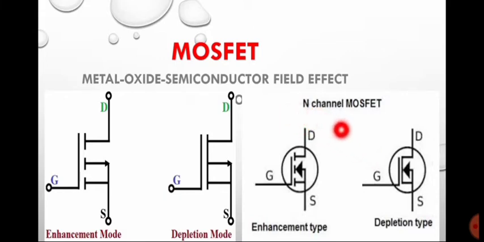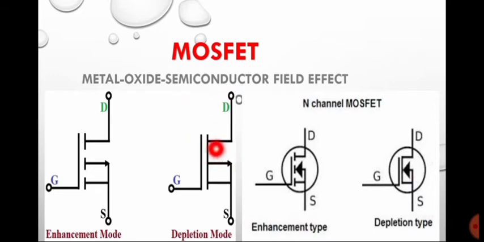Here we have the N channel MOSFET. Similarly, N channel enhancement MOSFET and N channel depletion MOSFET. Enhancement, why? Because the channel is a dotted line, and here the channel is a solid line. So it is enhancement N channel MOSFET and it is depletion N channel MOSFET.